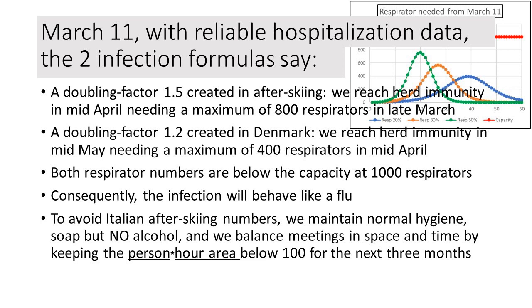doubling factor 1.5 we reach herd immunity in mid-April, needing less than 800 respirators. With a doubling factor 1.2 we reach herd immunity in mid-May, needing less than 400 respirators. Both respirator numbers are below the capacity at 1,000 respirators.